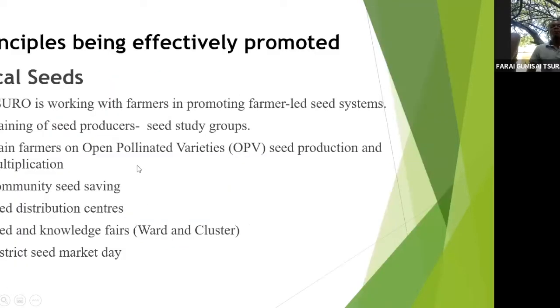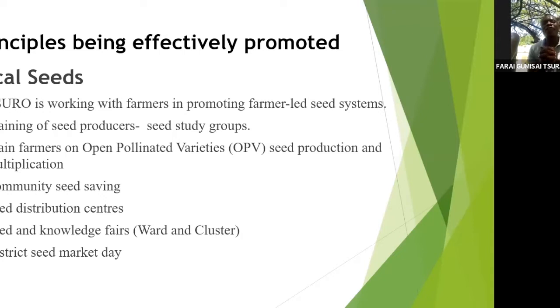One of the principles we are effectively implementing here in Chimanimani is the promotion of local seeds. As Tsuro, we are promoting farmer-led seed systems. How we are promoting this principle is by working with the farmers within the district. Since we started, we've trained seed producers within the whole district. Chimanimani has 23 wards, and within the wards, we've trained the seed producers. Once trained, they go and form seed study groups.